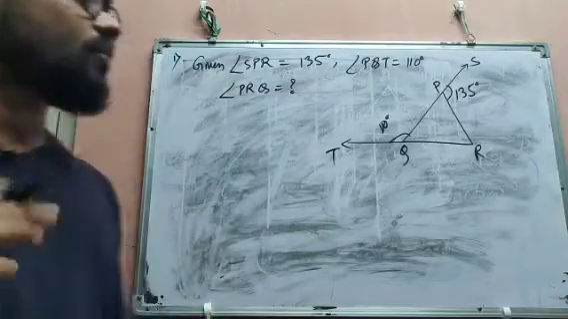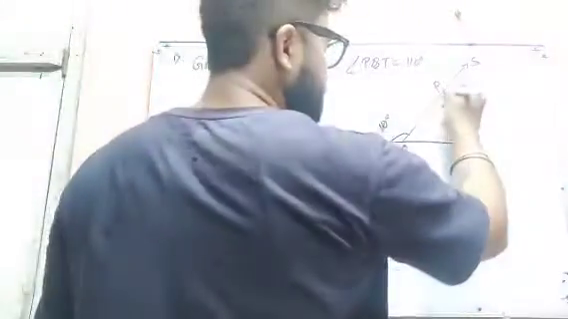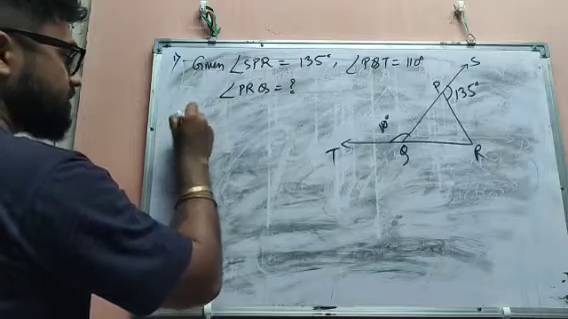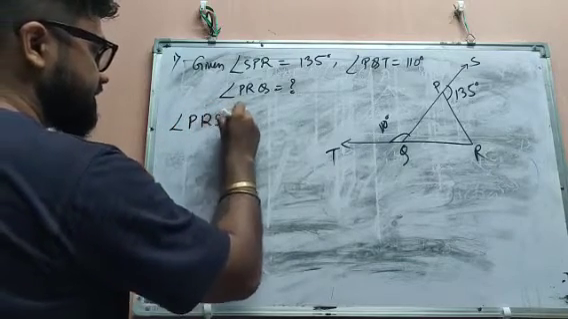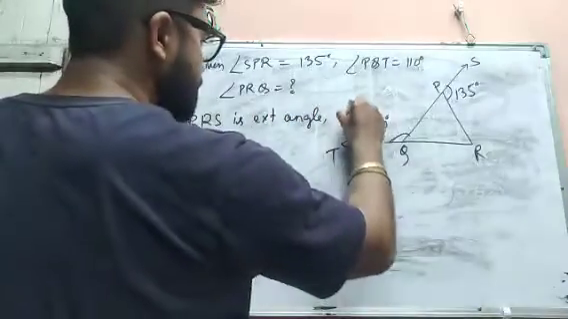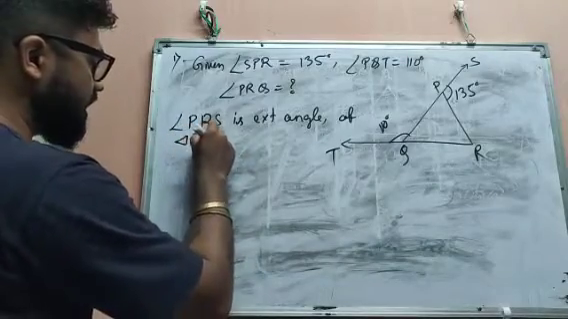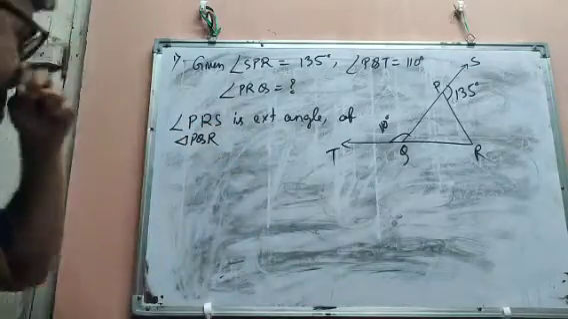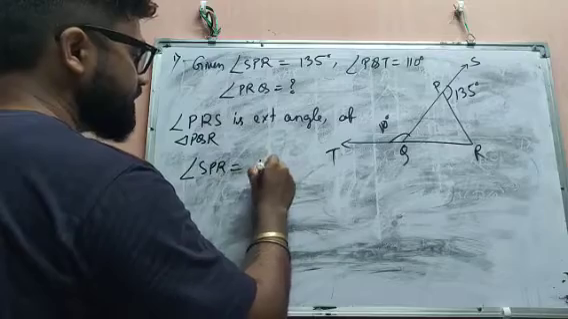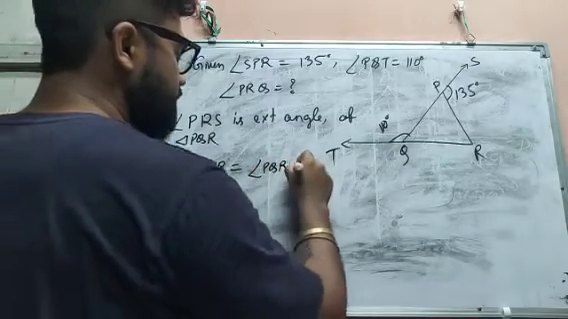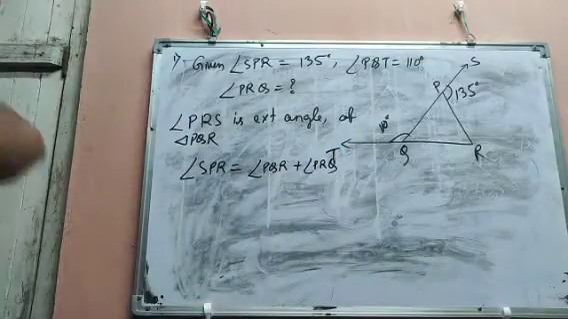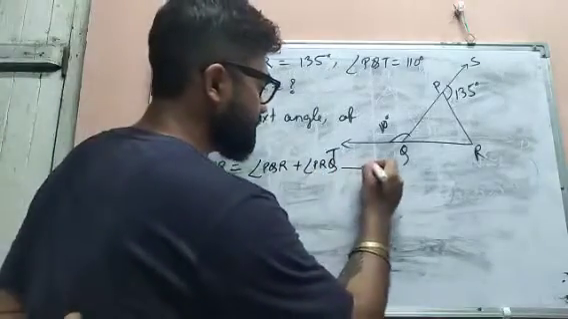So before finding that, we have to understand one thing, that this is the exterior angle, na? So we can do what? Angle PRS is the exterior angle. This is the exterior angle of triangle PQR. That means you can say angle SPR equal to angle PQR plus angle PRQ, and give this equation number 1.